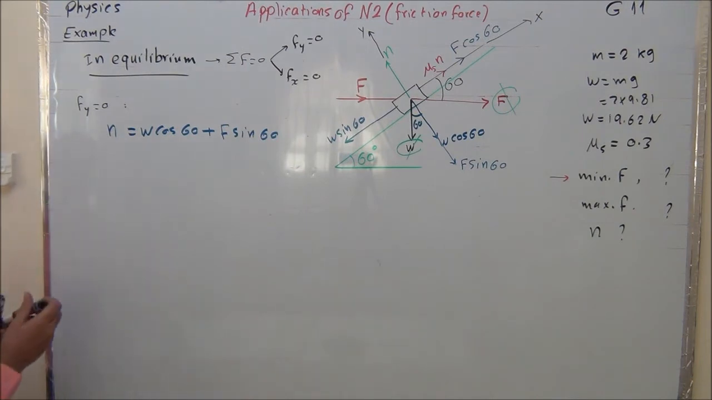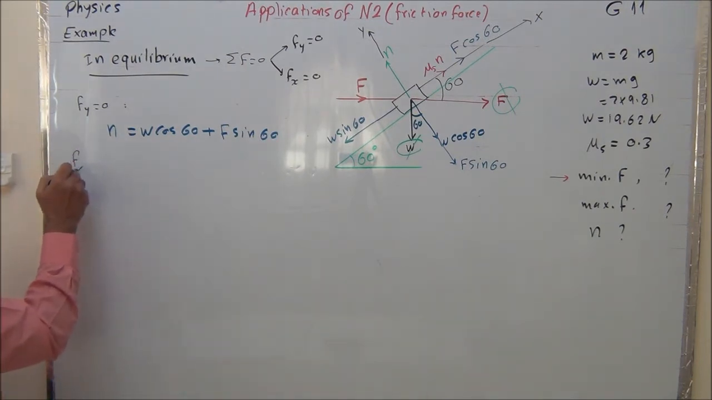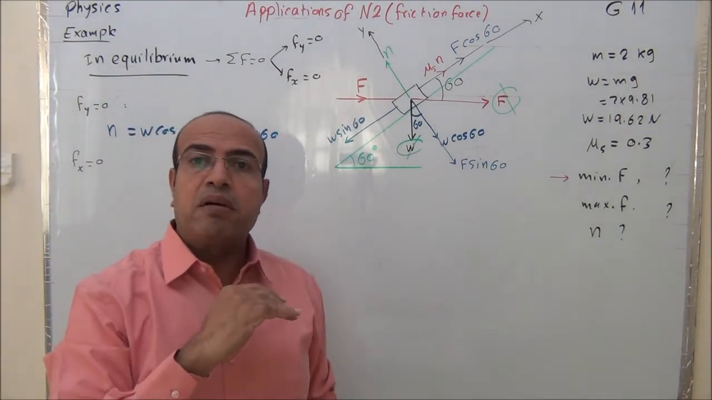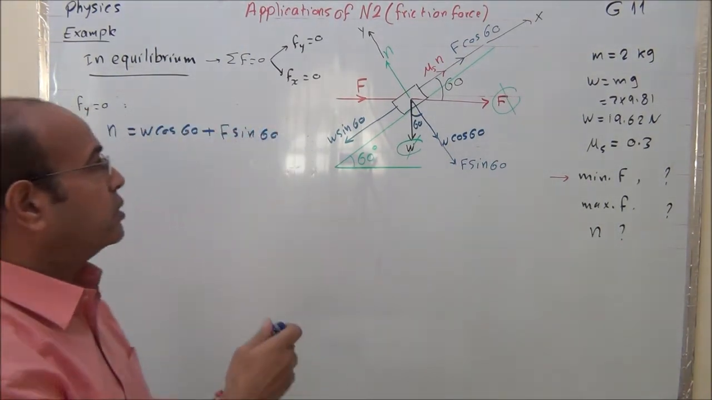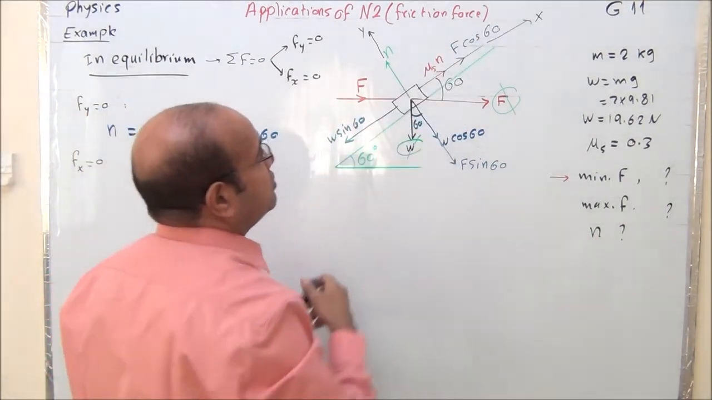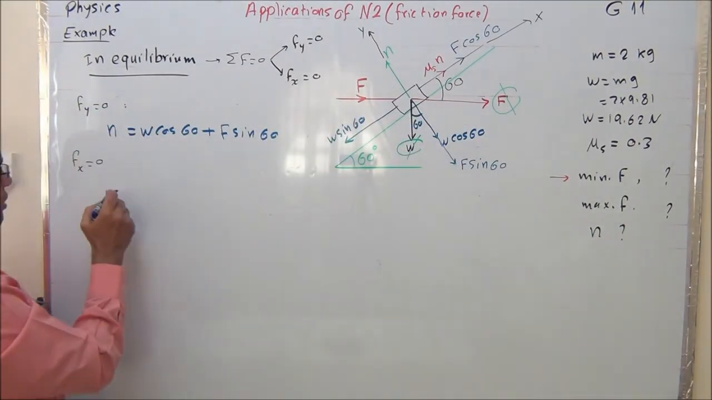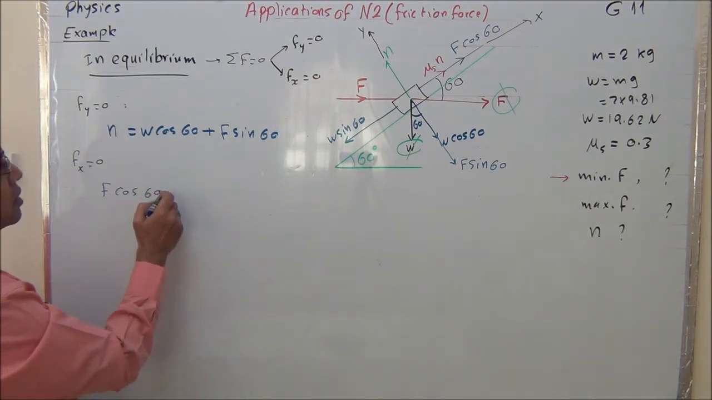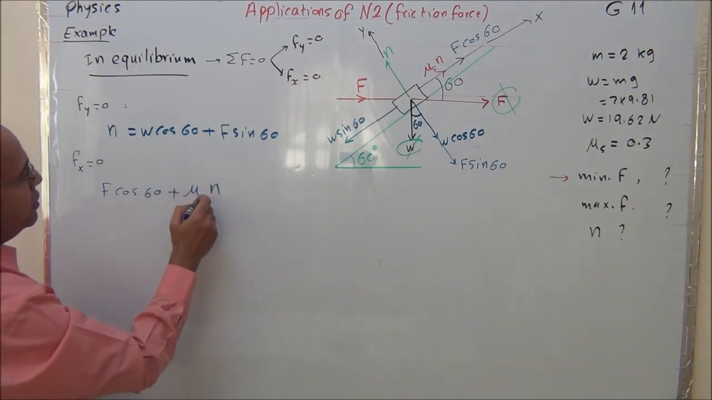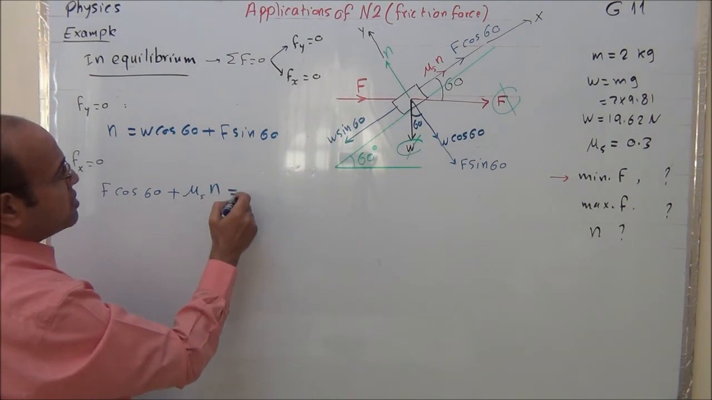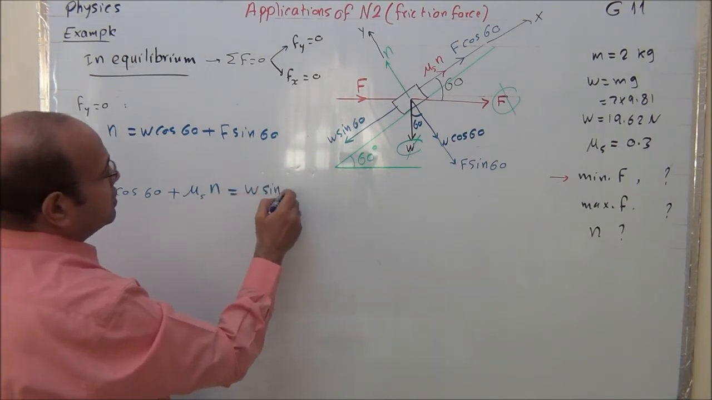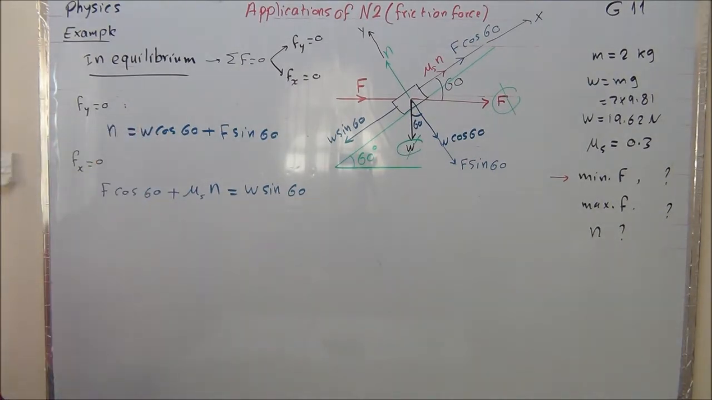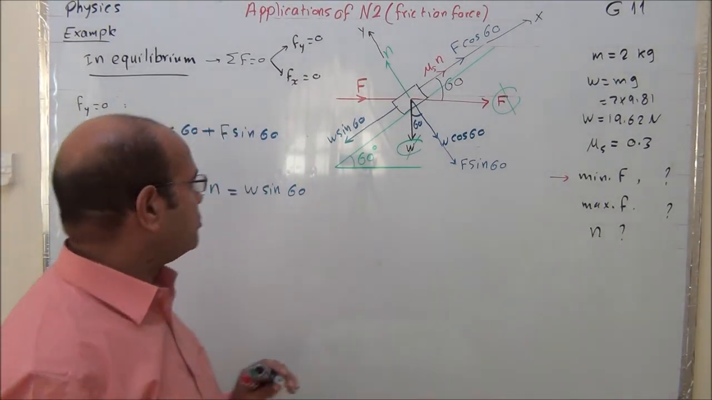The second equation is that Fx equals 0. The sum of forces in x-axis equals 0. So the forces right equal the forces left. So F cosine 60 plus mu n equals W sine 60. Now we need to solve these two equations to get F.